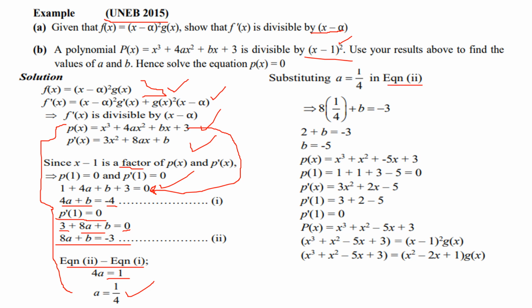So from the equation 2 substituting, you always encourage use of brackets. So a quarter times 8, you get 2. And then plus b is equal to negative 3. So collecting like terms, you take to this side. So it will be negative 3 minus 2. And then you get your b is equal to negative 5.